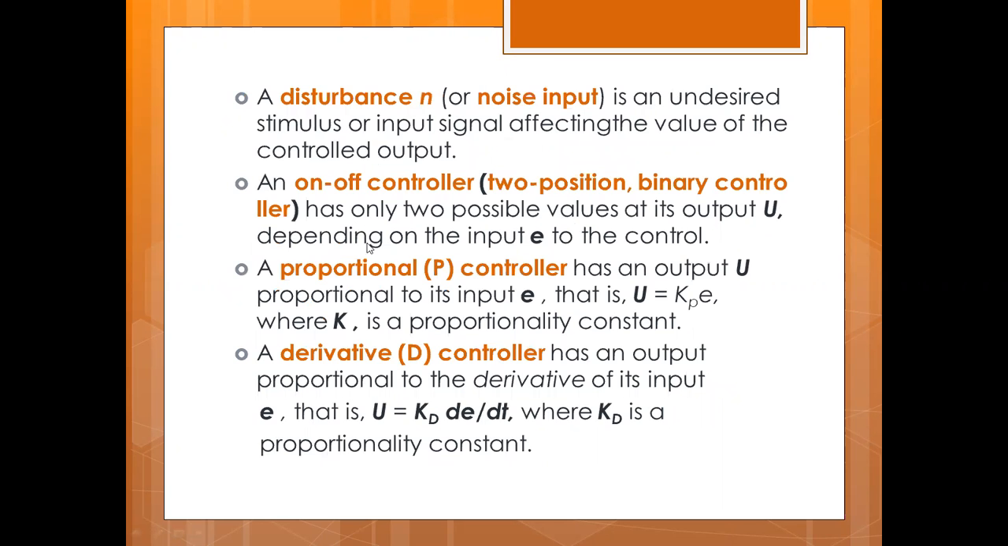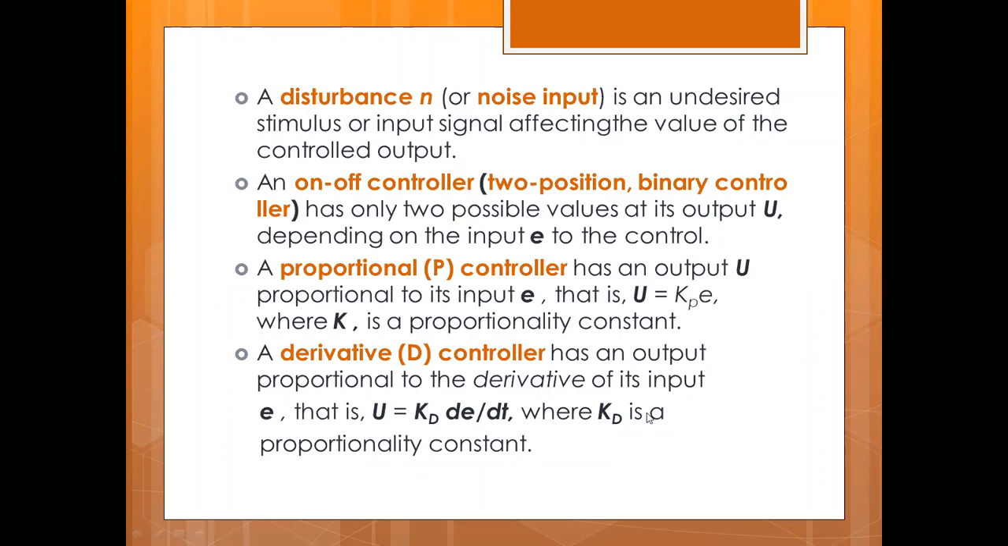Now, a disturbance, in some reference books, is also connected to the phrase noise input. It is an undesired stimulus. As such, it's a disturbance or input signal affecting the value of the controlled output. So in old books, it's simply referred to as the noise or the disturbance, a negative or undesired stimulus.